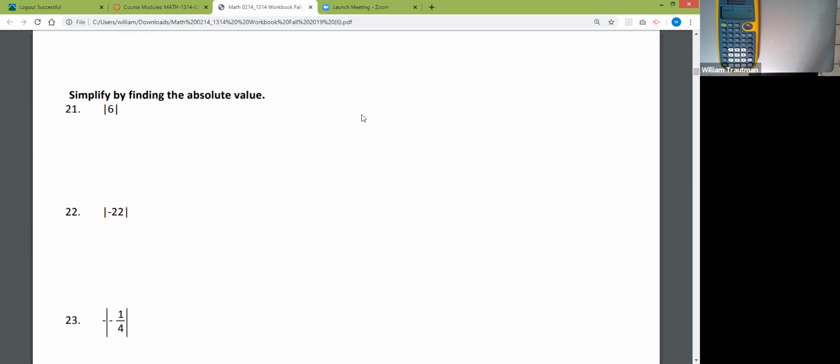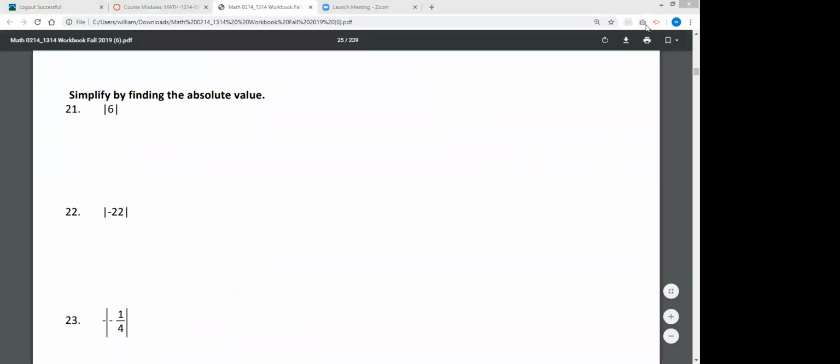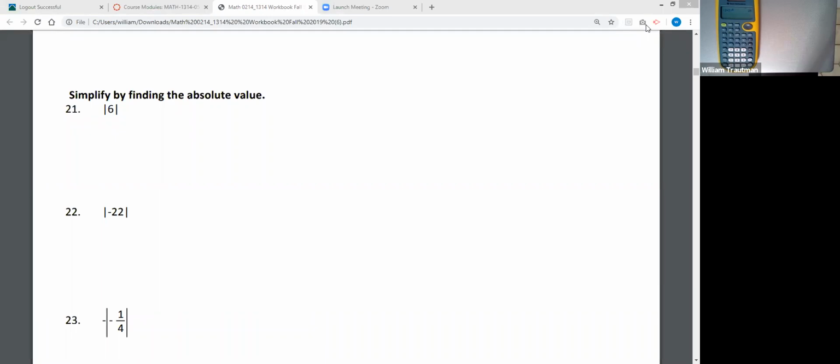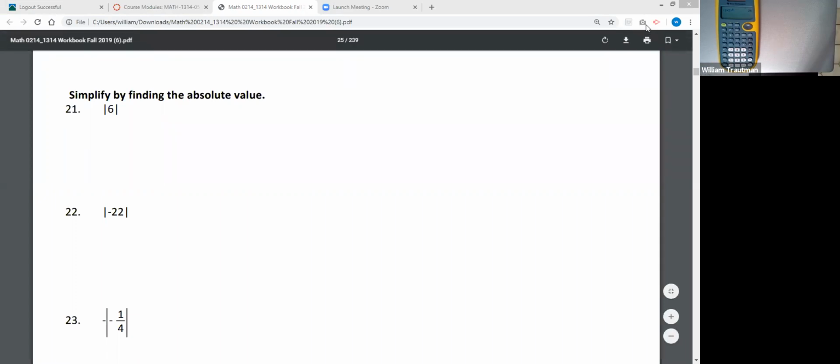Question number 21. What is that? 6. What is that box? Somebody's telling me in the chat, it's a positive 6. Yeah, but what are those lines? What do those lines mean? You said positive 6. Tell me what the lines mean.